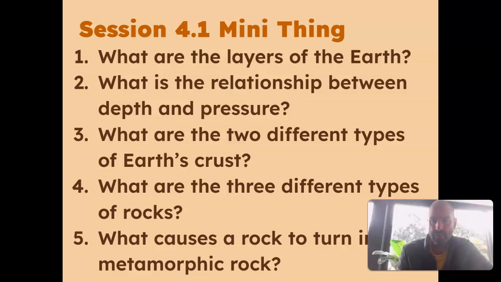Here we go. Layers of the earth. We have the crust, the mantle, the outer core, and the inner core. What is the relationship between depth and pressure? The deeper we go, the more pressure there is. What are the 2 different types of Earth's crust? Well, we have the oceanic crust and the continental crust. What are the 3 different types of rocks? Igneous, sedimentary, and metamorphic. And what causes a rock to turn into a metamorphic rock? Pressure.